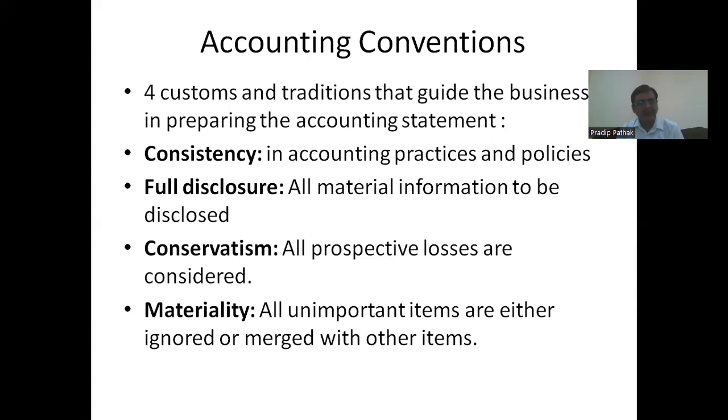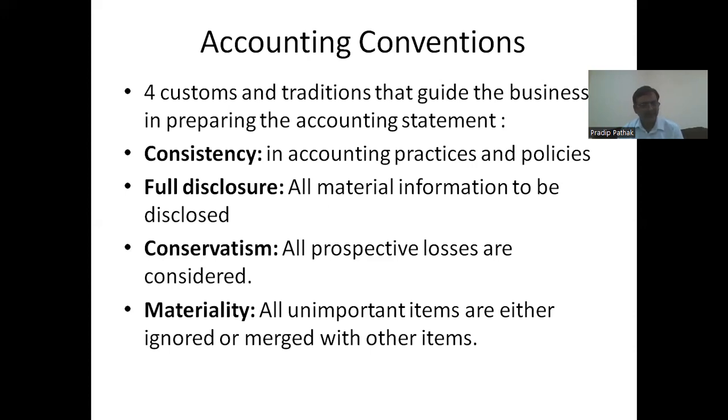Whatever accounting practices you follow must be followed consistently across the years. If you have followed the straight line method, you should continuously follow that. If you have followed the diminishing value method, then you should follow the same in the following years. Full disclosure says that all material information is to be disclosed. All non-material information, which has little relevance and a very small amount of money, you can either ignore if possible, or club together under a common head, like miscellaneous expenses or preliminary expenses for that matter.